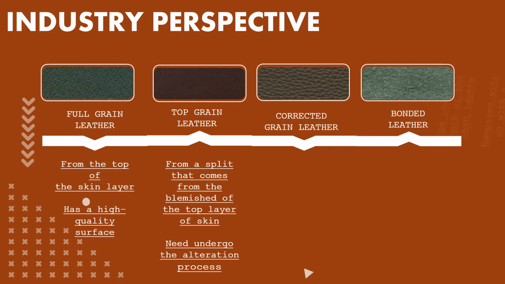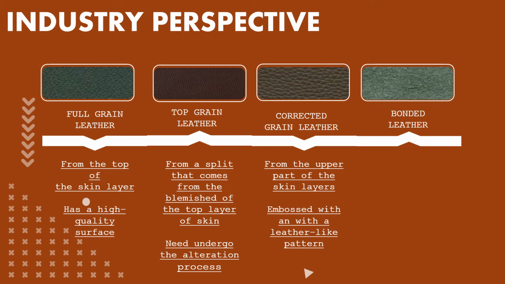Next, corrected grain leather. It is produced from the upper part of the skin layers, remaining from the top that is peeled off. The leather is spray painted and embossed with a leather-like pattern to resemble a natural appearance. As a result, the surface of the layers is slightly refined and sanded.